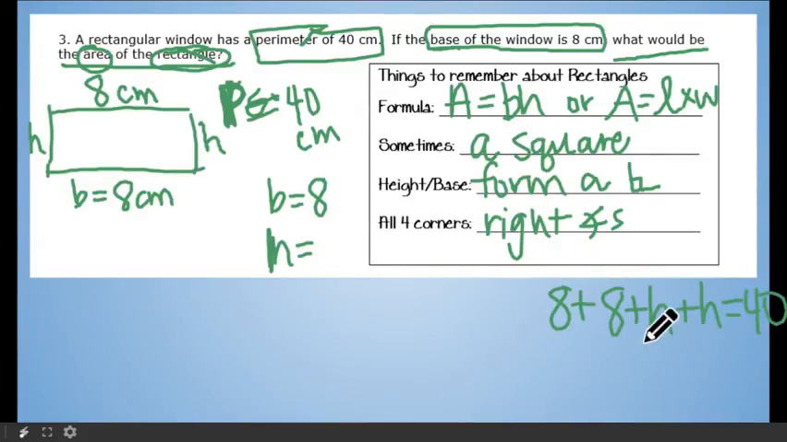Well, let's solve for the missing part, just like we know how to solve equations. So 8 plus 8 is 16. So I already know 2 of the sides make 16, and then the other 2 sides are going to be the same. So let's subtract 40 minus 16 to see what's left over.